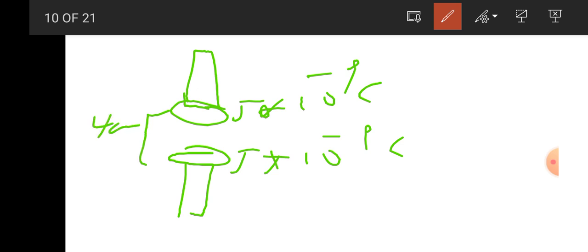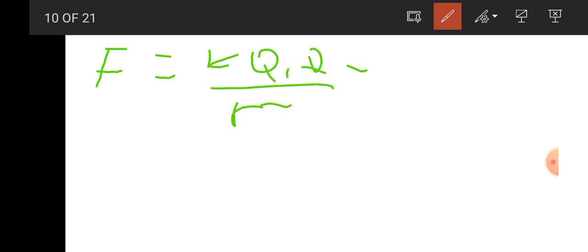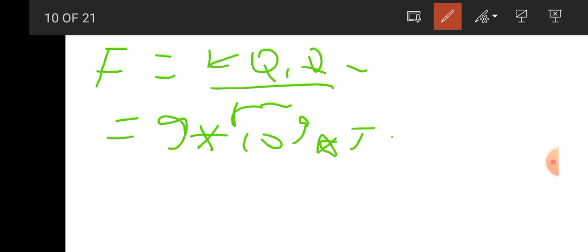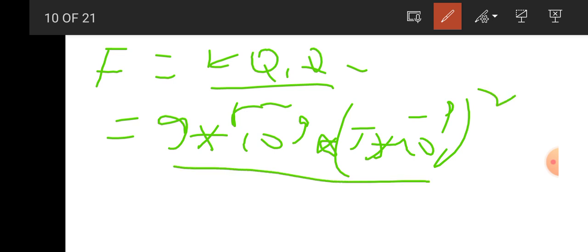So here, what we are asked is the force formed between the two spheres. To find that, we simply use Coulomb's force. Force is equal to k times q1 q2 over r square. So this is equal to k, which is 9 times 10 to the power of 9, q1 that is 5 times 10 to the power of minus 9, q2 which is also 5 times 10 to the power of minus 9. This can be squared. The distance between the two spheres is 4 centimeter.